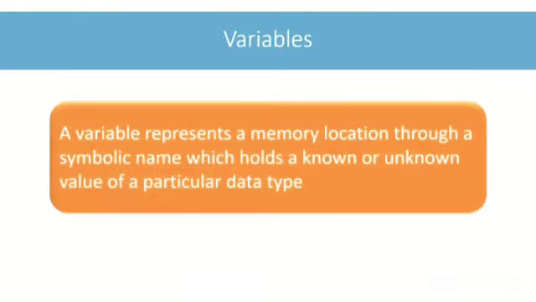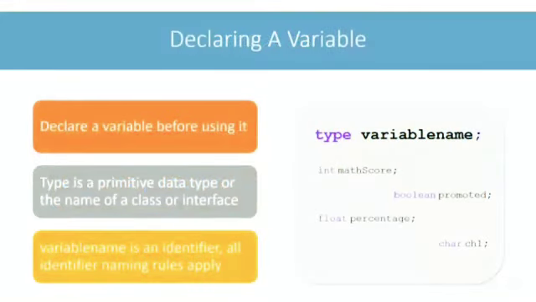In a programming language like Java, a variable represents a memory location through a symbolic name which holds a known or unknown value of a particular data type. This name of the variable is used in the program to refer to the stored value. In Java, you must first declare a variable before using it.